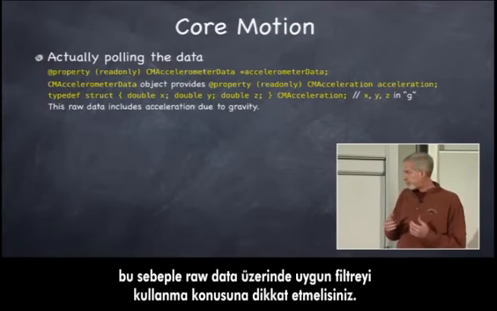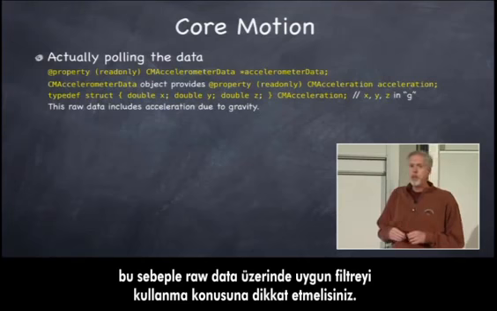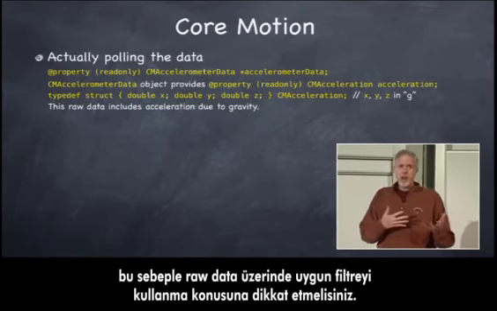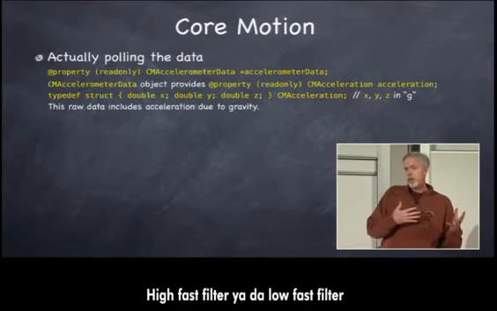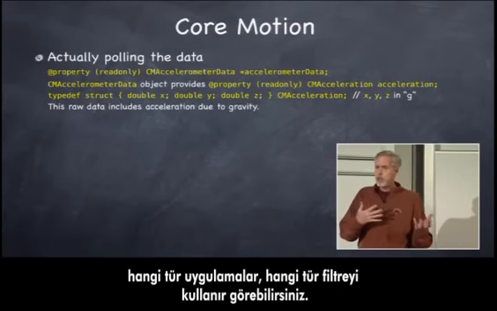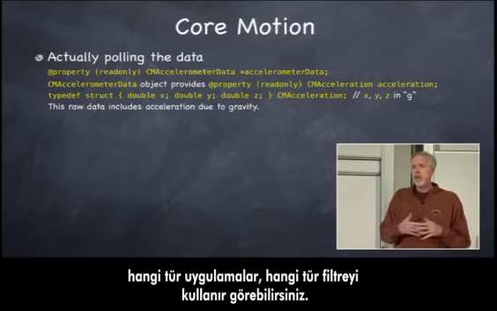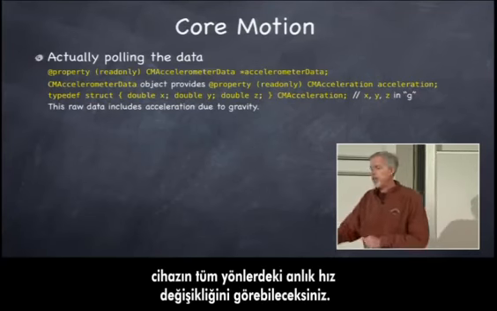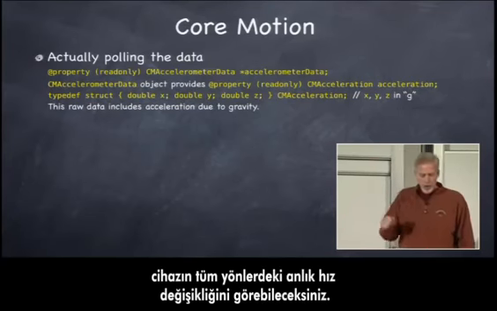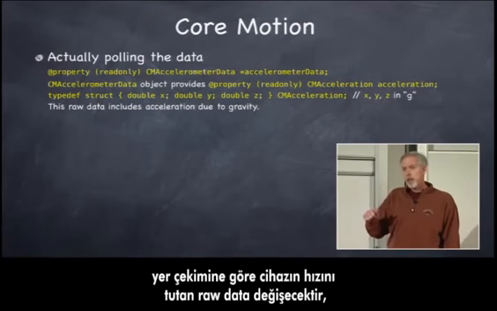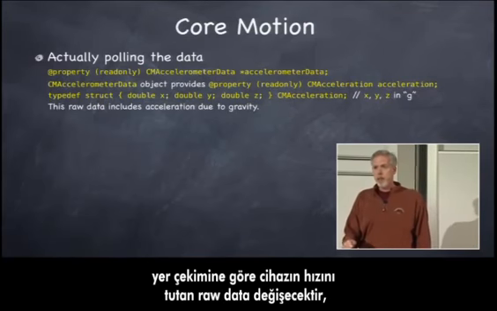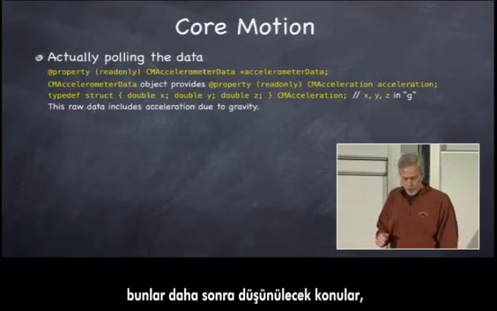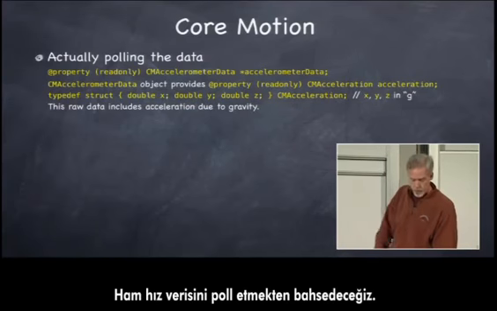Because of that, you want to be careful to use an appropriate filter on this raw data, a high-pass filter or a low-pass filter. You can look in the documentation to see which kind of filter suits which kind of application. But just understand you're going to get this very spiky, instantaneous acceleration of the device in all these directions, and the raw data includes the acceleration due to gravity, so you have to factor that in as well. So now we're talking about polling for raw acceleration data.